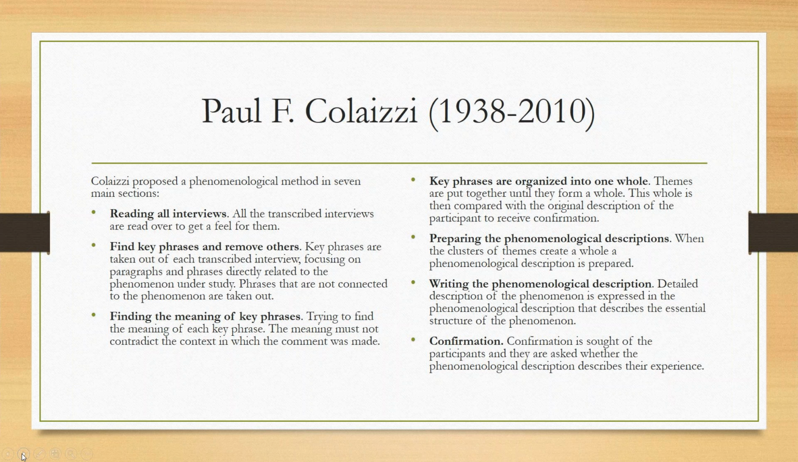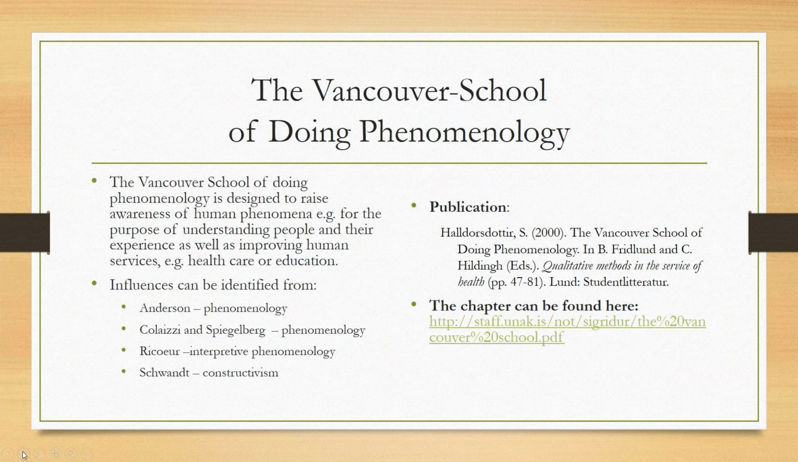And then number 6, writing the phenomenological description. And then this last one, confirmation. So, and then it is the Vancouver School of doing phenomenology.